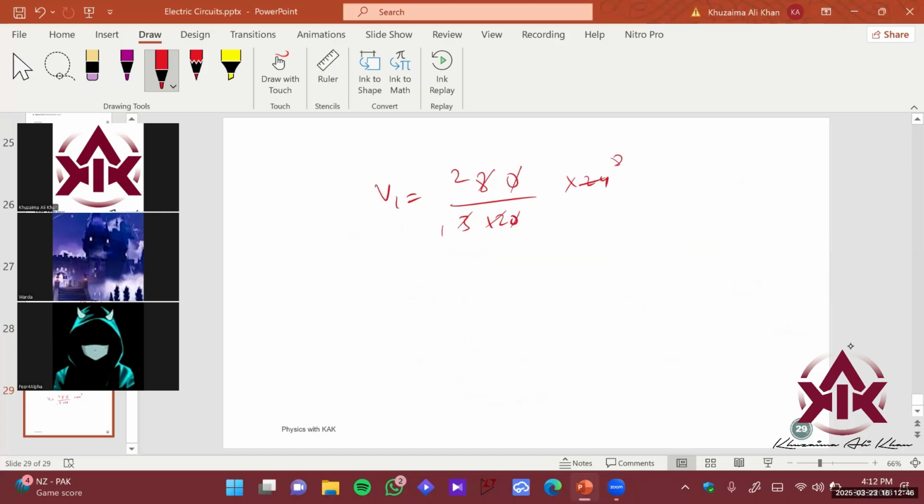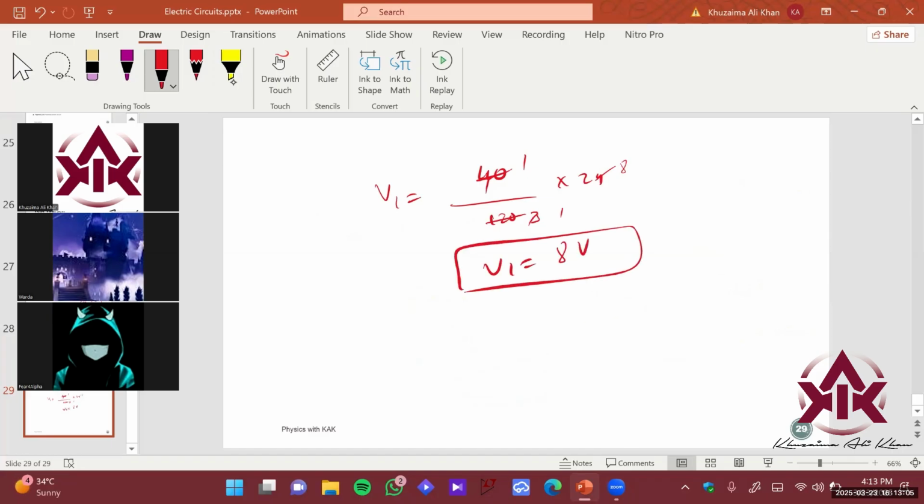And if you want to find V2, so V2 is going to be what? Here I will have 40, right? It's 40 upon 120 times 24. So 4 1s are 4, 4 3s are 12, 3 1s are 3, 3 8s are 24. So V2 is basically 8 volts. And if you want to find the V1 upon V2 ratio, it's 16 upon 8, again coming out to be 2.